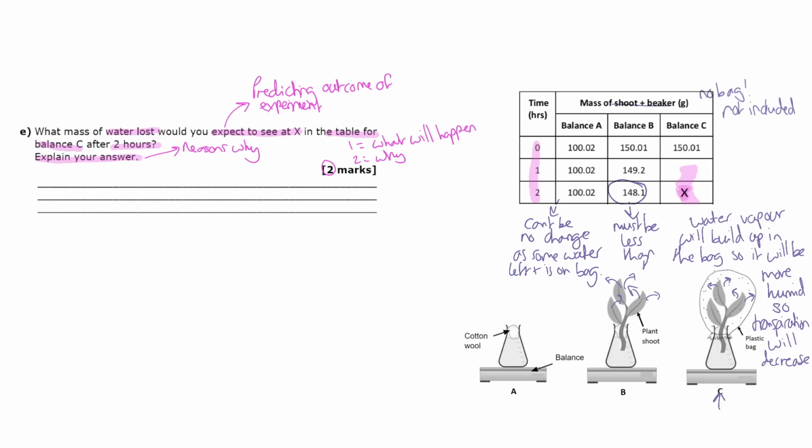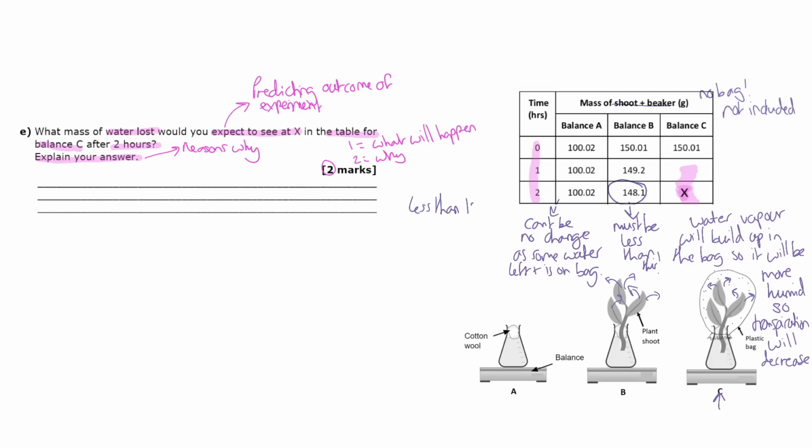So this mass at 148.1 is going to have to be less than this because it's lost more. It's going to lose less water because transpiration is going to be happening slower, or not as much, compared to balance B because there's no bag there.